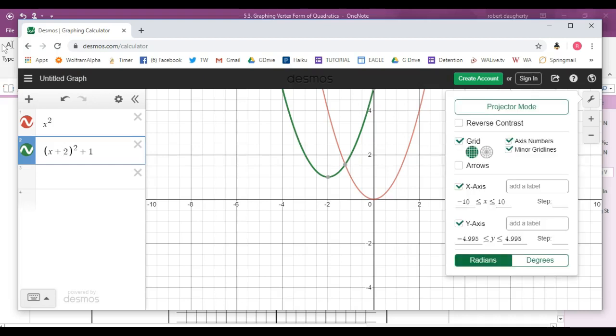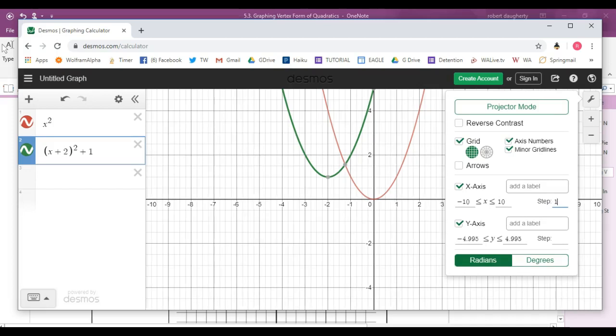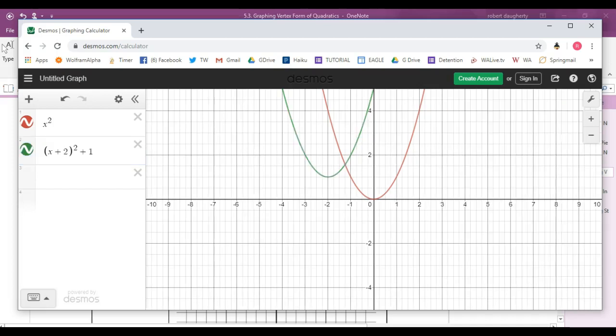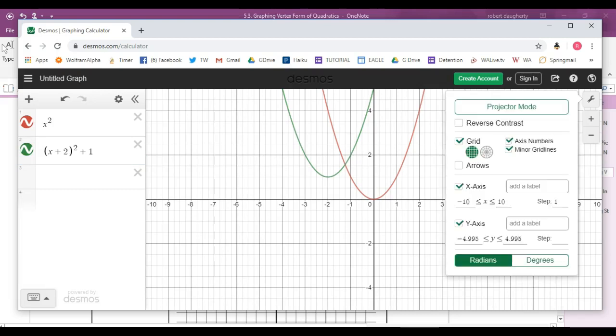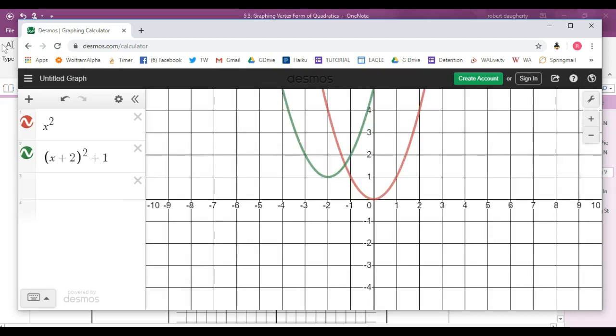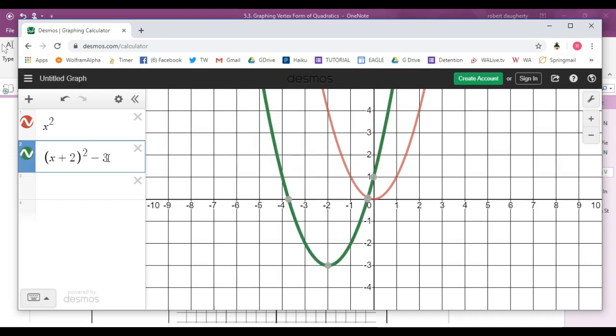Let me make this a little bigger. Hit a 1. And there we go, so we can see those. Let me do it on the y as well. Hit the number 1. There we go. Okay, so there we can see it. Then what would happen if instead of a plus 1, you change that to a minus 3? Yeah, just make that a minus 3. So we can see what happened: it moved to the left 2 and down 3.